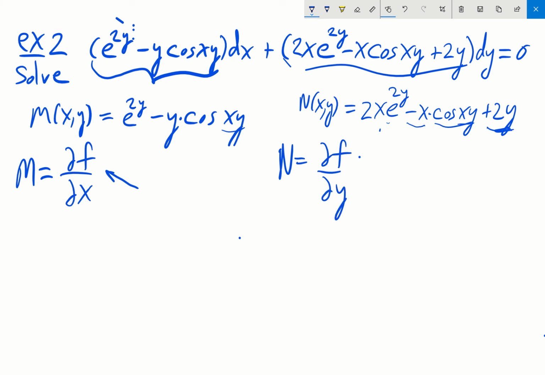And alternatively, there's more than one way to do this. We could instead, if we choose to, integrate this N expression with respect to y, and that would give us the function f, but up to a constant function of x. So really we have some choices. It's not like we have to do it one way or another. In the last example I did, I integrated M with respect to x, and I'll do that again. But just be aware that if you wanted to, you could solve this exact differential equation by integrating N dy.